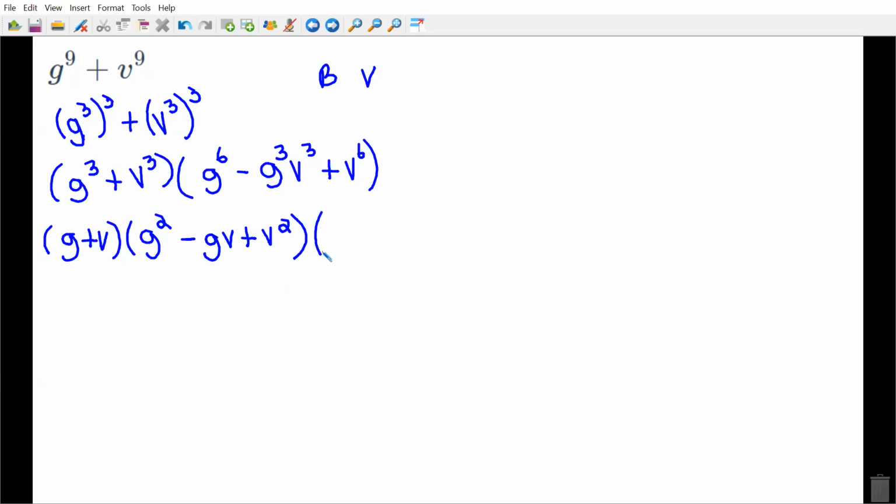Open parentheses, G to the sixth power minus, teacher, 3, I mean G to the third power. Very good. B to the third power plus B6, I mean B to the sixth power. Very good, Mr. Villa. Guys, do you have it like this? Yes. Everyone? Yes, teacher.